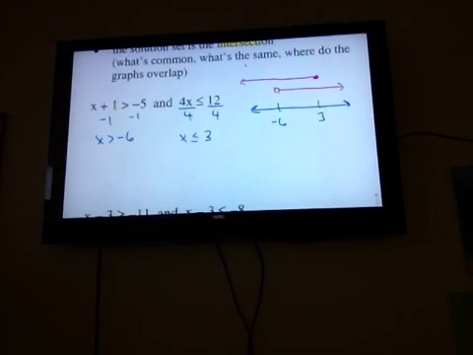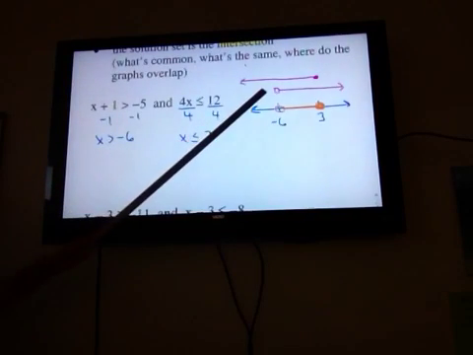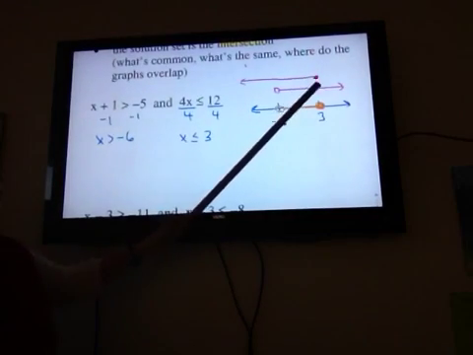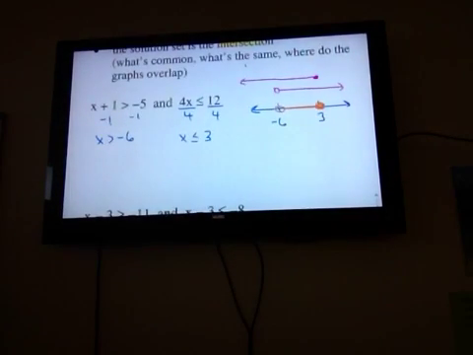The numbers between, my stylus is not working well today, negative 6 and 3. And notice that I just repeated the kind of circle it was. This was a negative or an open circle, so that's an open circle. This is a closed circle, that's a closed circle. And all of those numbers work for both.